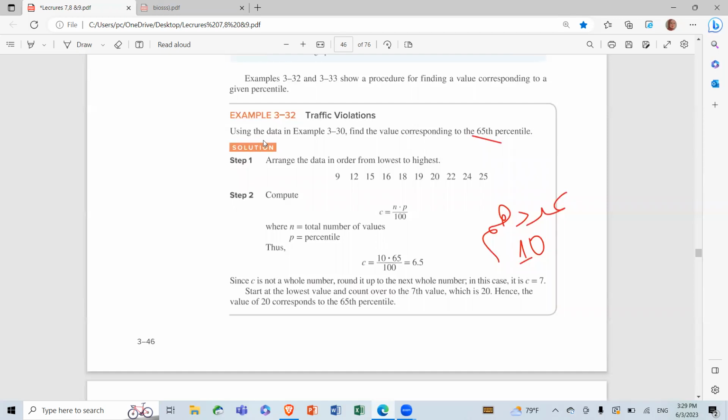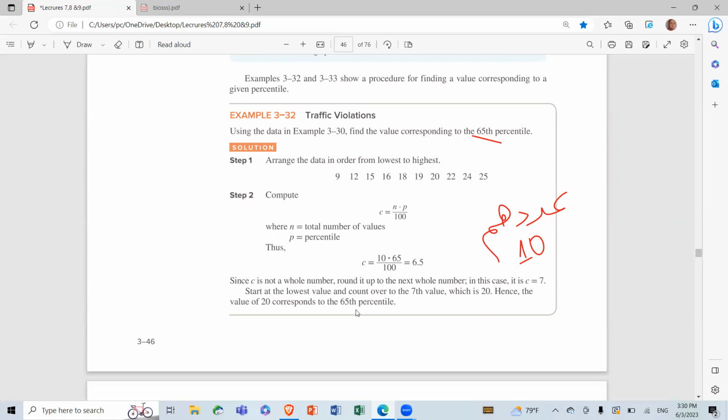In this example, using the data in example 330, find the value corresponding to the 65th percentile. Arrange the data in order from the lowest to the highest. Again, the numbers in order. Compute c equals n times p over 100. There are 10 values, times 65, the percentile p, n the number of values, over 100, equals 6.5. Since c is not a whole number, it came out with a decimal. Round it up to the next whole number, so instead of 6.5 it becomes 7.